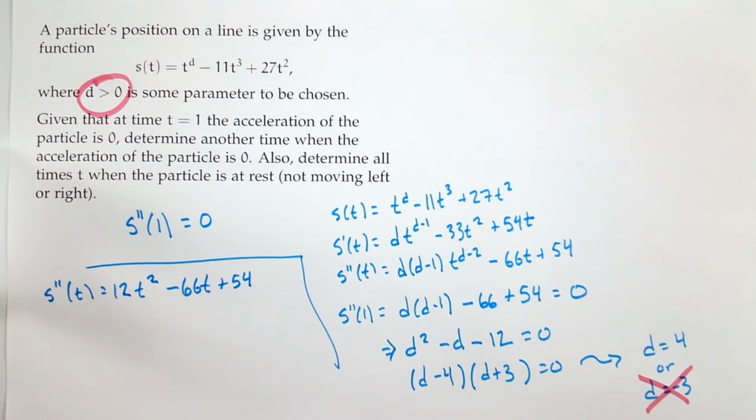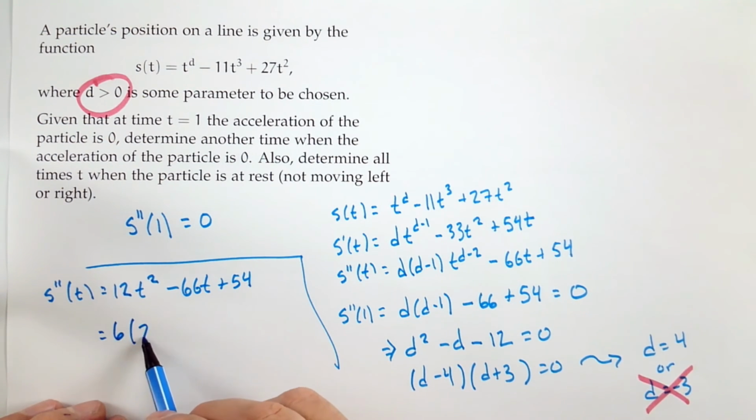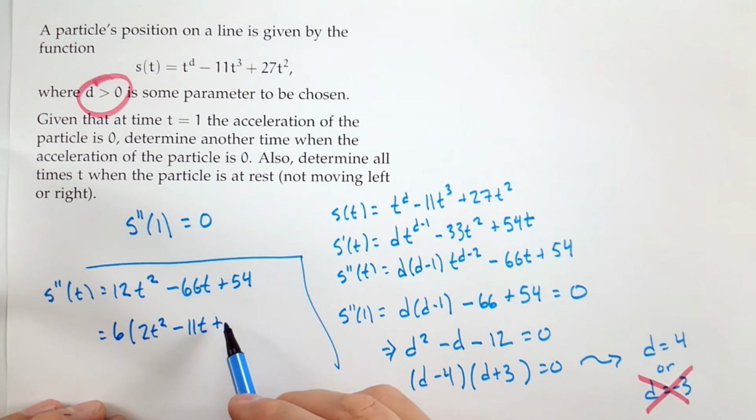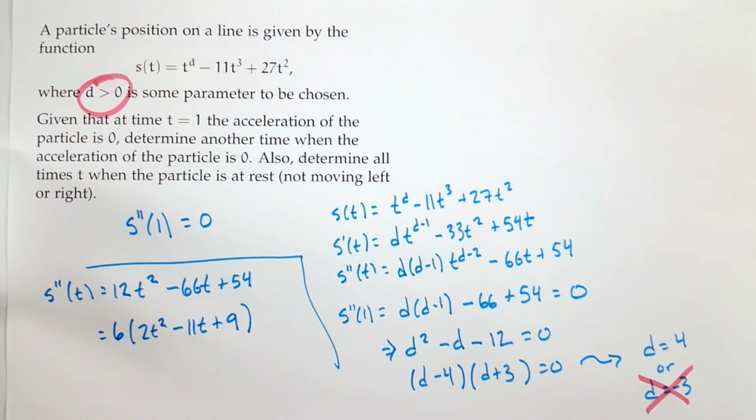Now, we can clean this up because everything here is divisible by 6. So pull out a 6. That would be 2t squared minus 11t plus 9. And now we're like, well, we need to factor. Oh, wait a second. Factoring is going to be easy because, oh, this is cool.